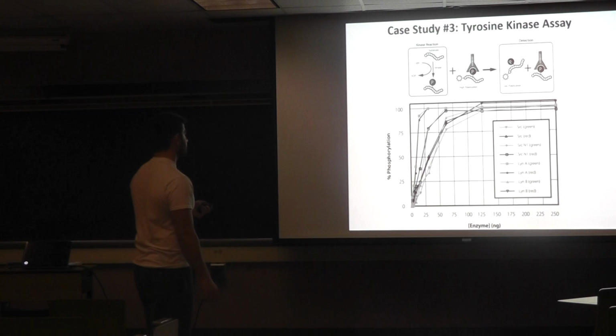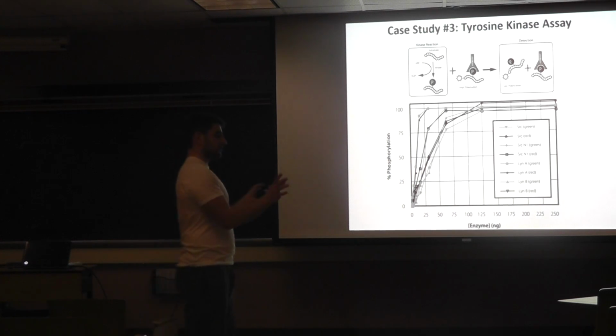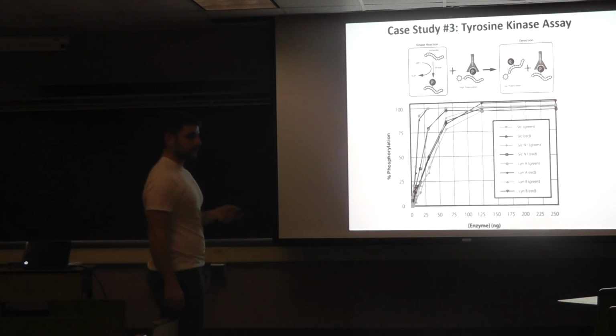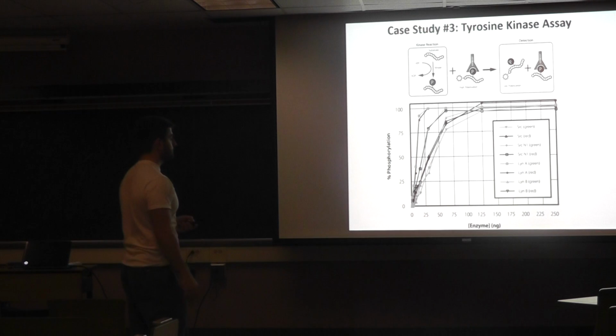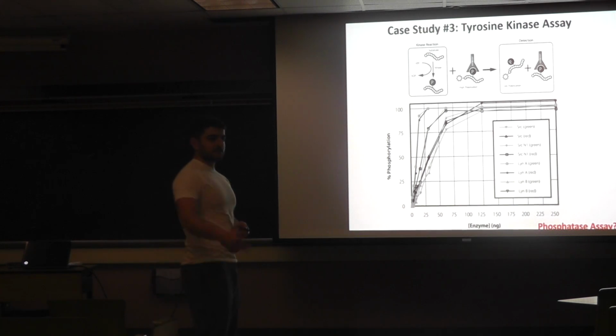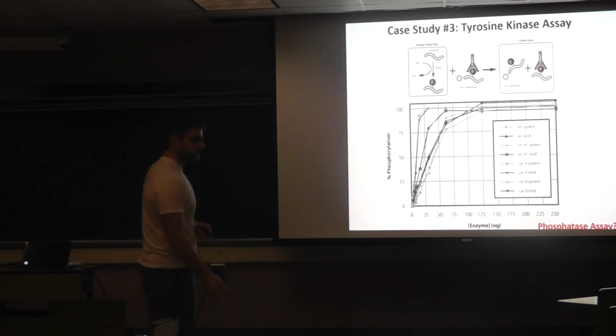And again, this is just a different scenario as well. You can have both labeled and unlabeled, but the simple idea is that you can have a labeled peptide, phosphorylate it, and add an antibody that can bind to this phosphorylated form only. And a phosphatase assay, of course, would work just the other way around, by using an antibody that can detect the unphosphorylated form and not the phosphorylated form.